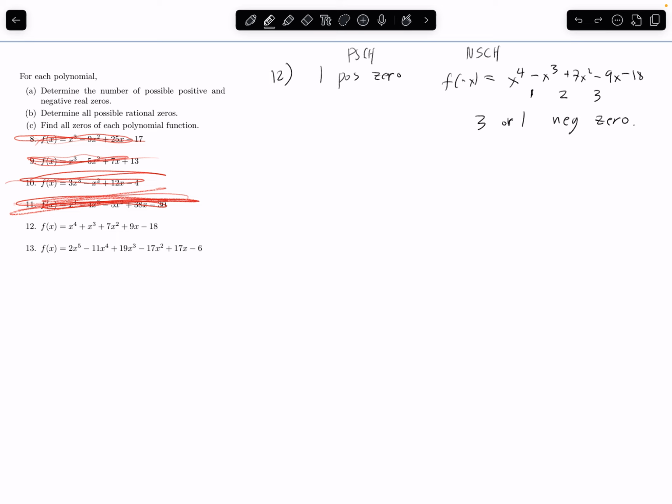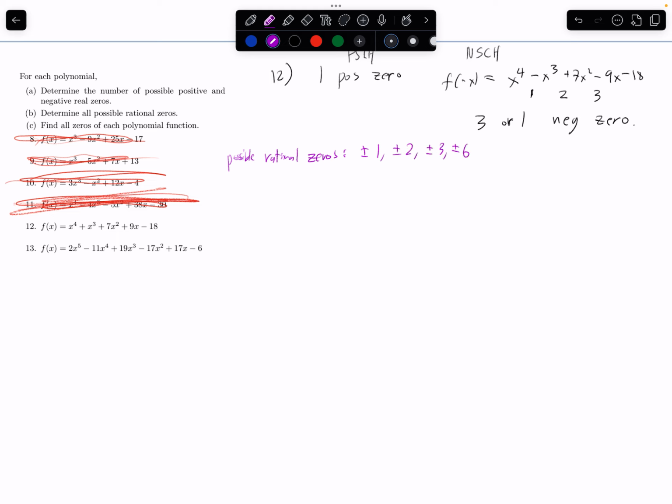Now let's look at what are the possible rational zeros. So in this case, 18, p should divide that, and q should divide 1. So possible rational zeros are plus or minus 1, plus or minus 2, plus or minus 3. Just factors of basically 18, right? Plus or minus 6, plus or minus 9, plus or minus 18. Let's look for the positive one first. So we'll just check 1 to begin with.